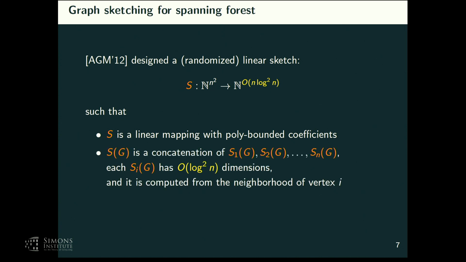And moreover, this output can be viewed as a concatenation of n things, such that the ith block has log n squared dimensions, and this ith chunk can be computed from some local information of the graph, from the neighborhood of vertex i. And more importantly, by looking at the whole sketch, it determines a spanning forest with high probability, with probability 1 minus 1 over poly n. And this probability is over the randomness of the random choice of the linear sketch, and for every instance.